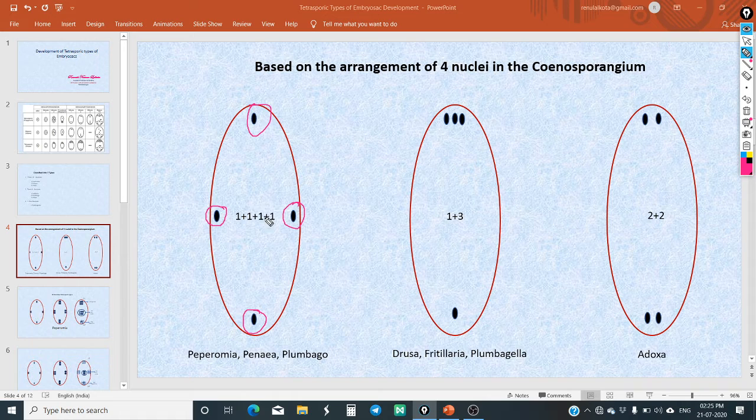Okay, so it is found in Peperomia, Penaea, and Plumbago. All these 3 plants show this type of development, 1 plus 1 plus 1 plus 1 development.